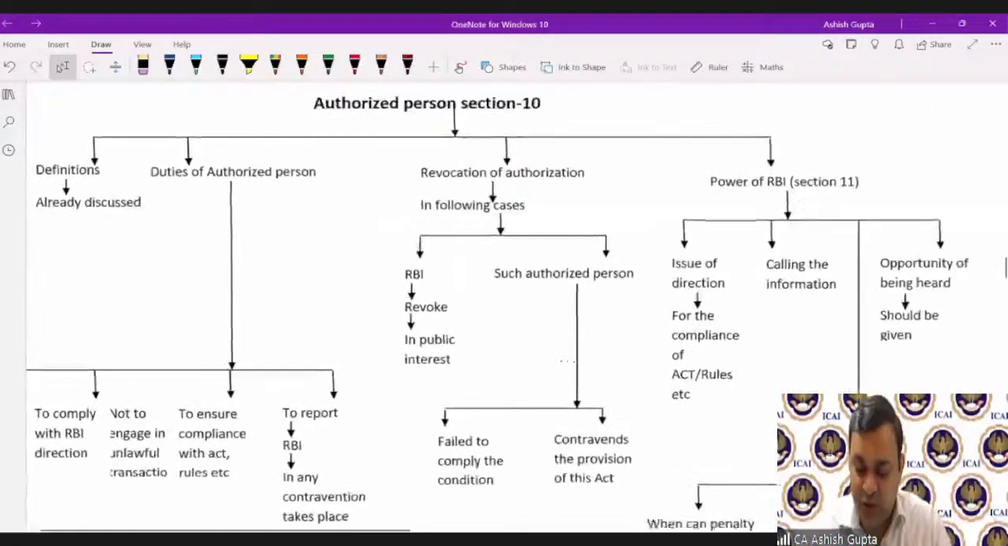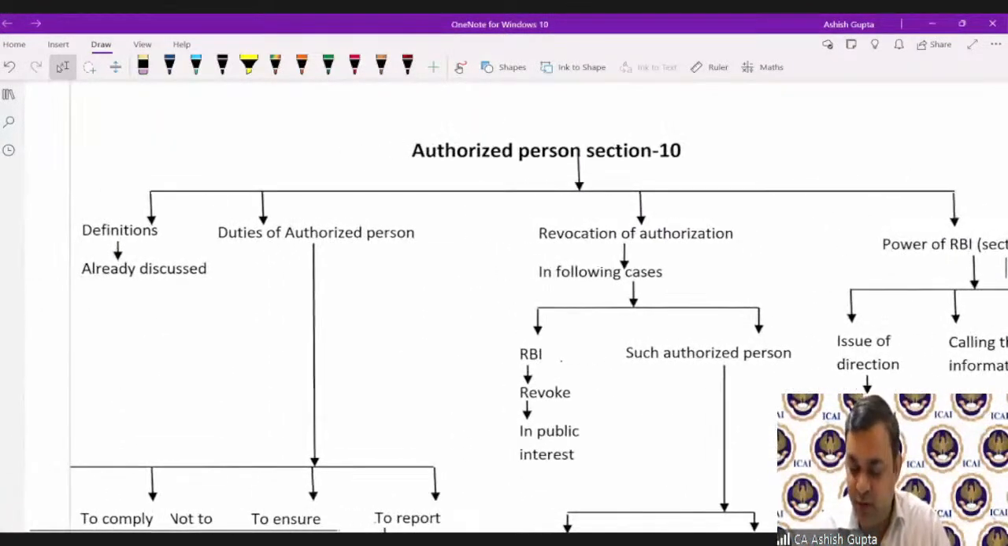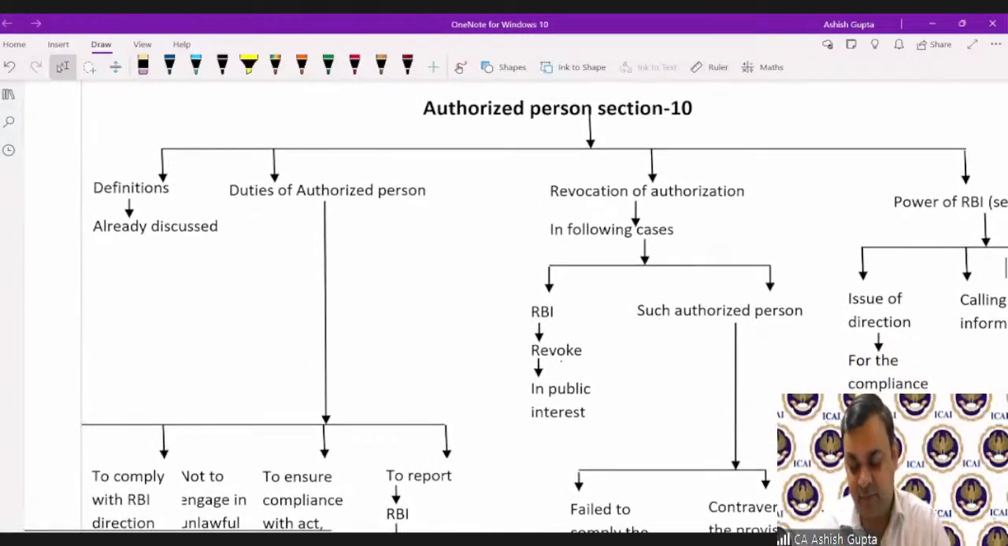Okay, so now we can start the new concept, and the new concept is section 10. So can we proceed with section 10? Yes or no? Can we proceed with section 10? Udit? Can we proceed with section 10, authorized person?